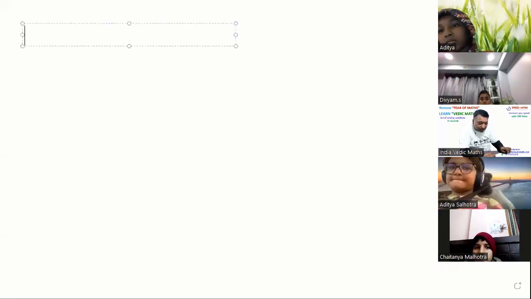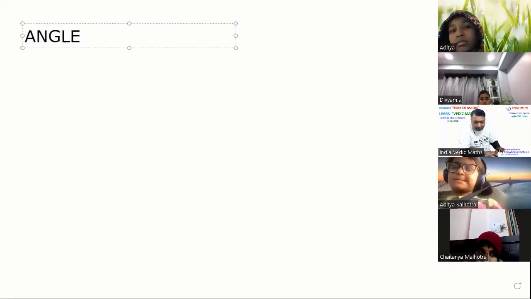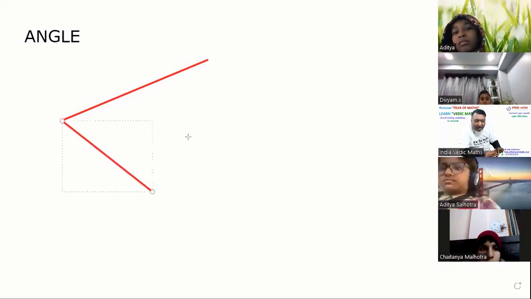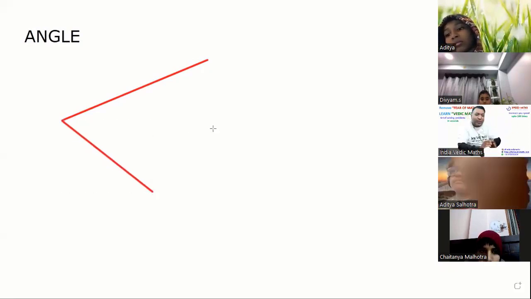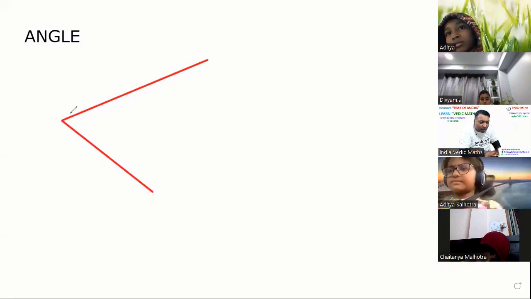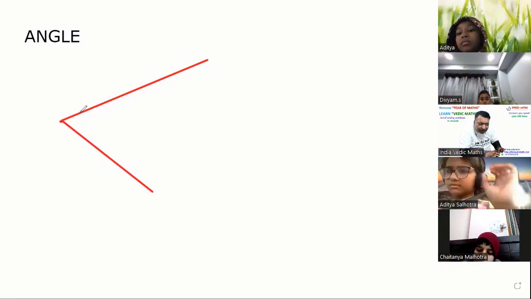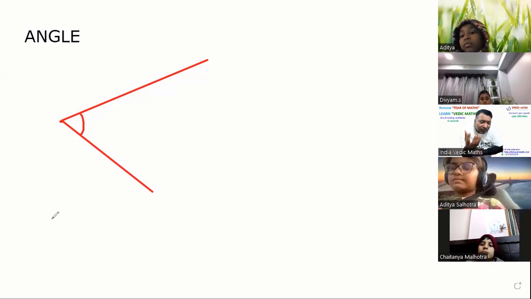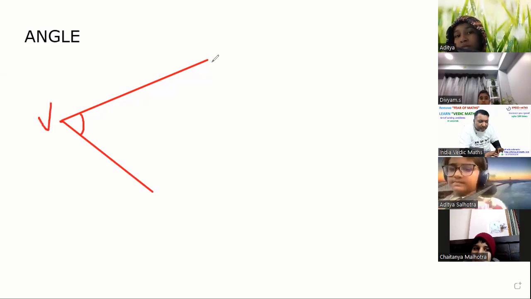It's mathematics. Angle. An angle is formed when any two lines meet at a common point, correct? When any two lines meet at a common point, an angle is formed. This is the common point where both the lines are meeting. This is an angle. An angle is formed by two straight lines when they meet at a vertex. This common point is known as the vertex. These are R1 and R2.